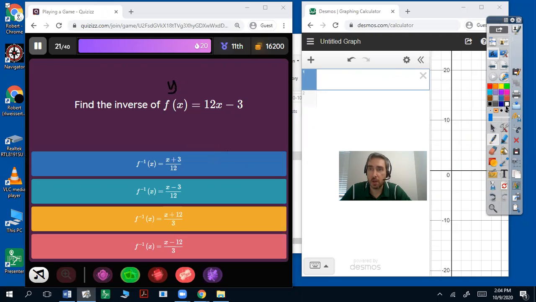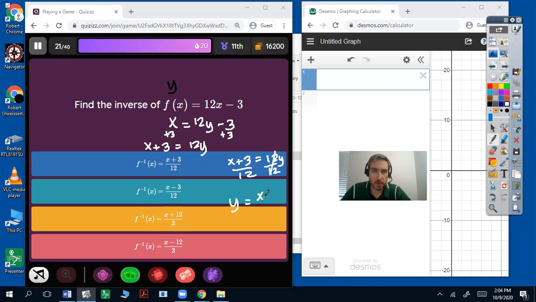So we're going to say x equals 12y minus 3. And we're going to solve for y by adding 3 to both sides. So it's plus 3, plus 3, x plus 3 equals 12y. And then we're going to divide by 12 on both sides. And so y is going to be x plus 3 divided by 12.